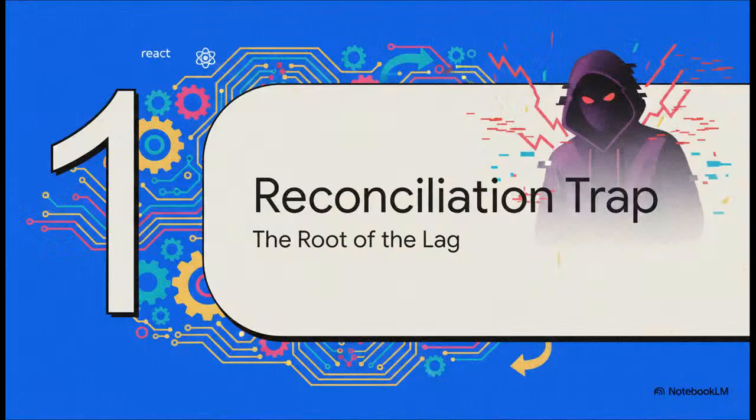So to fix this, we had to figure out what the root cause was. We had to find the villain, so to speak. And after a bit of digging, it turned out the culprit was hiding in plain sight. It was React's own reconciliation process, which, at the scale we're operating at, had become this massive performance trap.